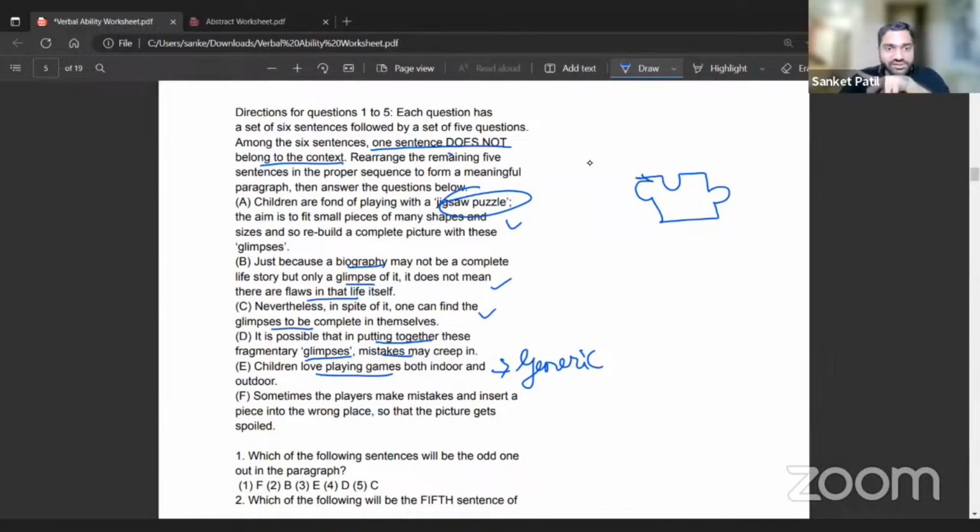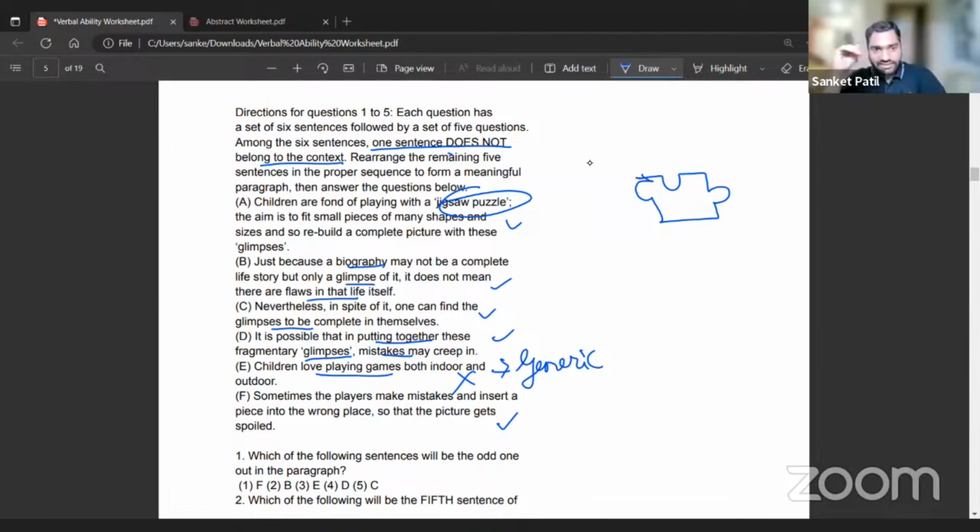You can find the keywords also. It is possible to glimpses, mistakes may creep in, right? Sometimes players make mistakes. The point D talks about the mistakes and point F again refers to those mistakes. So yes, even that is true. And naturally we can rule out E, that they are not talking about children here. It is only written in point A, that does not mean we are talking about children. We're talking about this jigsaw puzzle and the glimpses of life basically, what mistakes and what not.